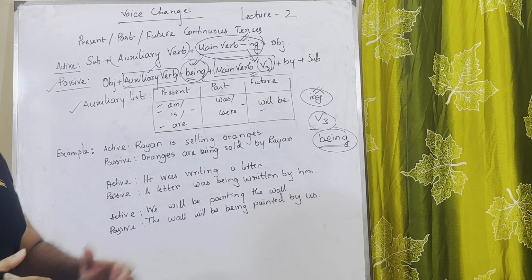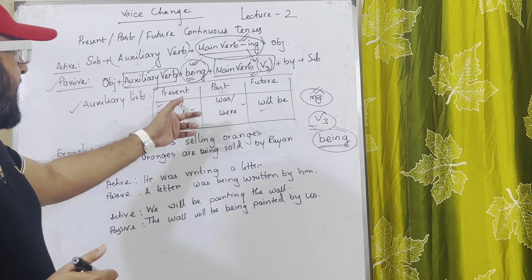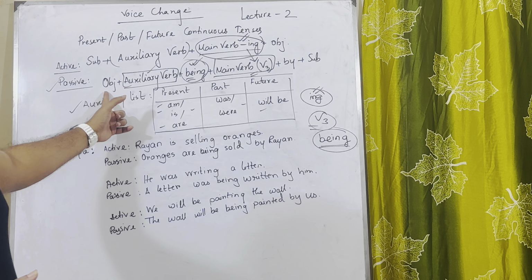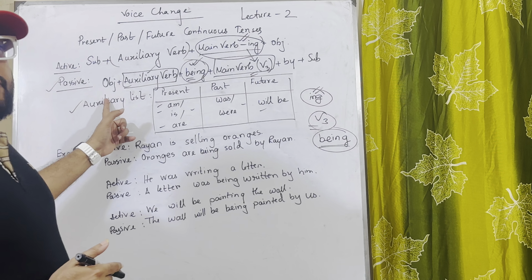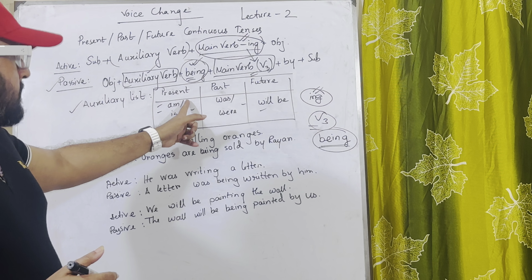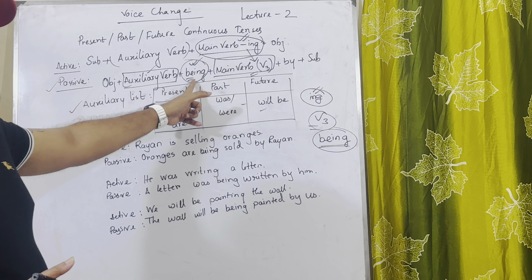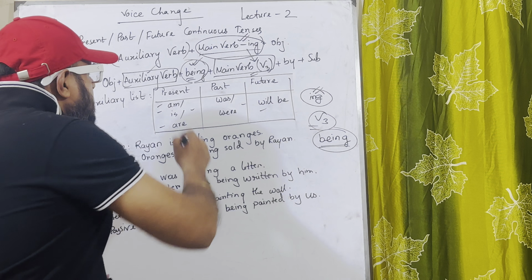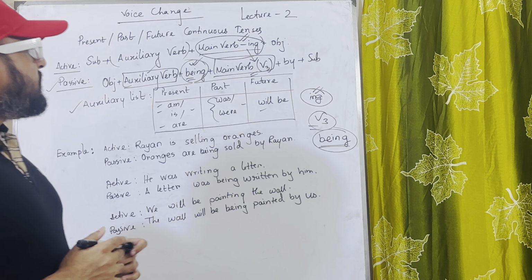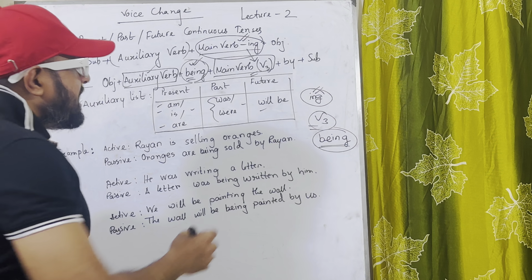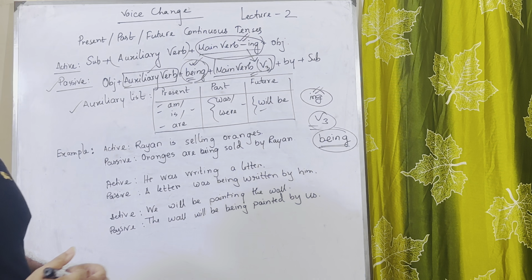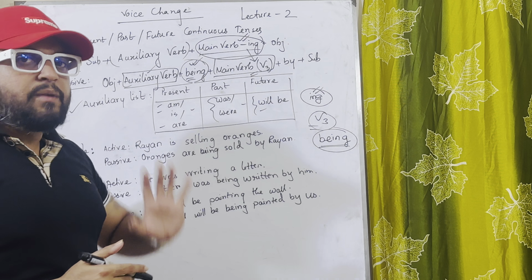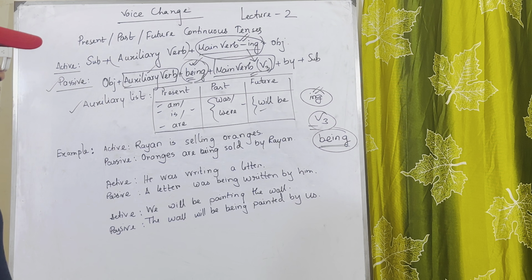If you are dealing with the present continuous tense, use am, is, are based on the subject verb agreement of the object, am, is or are, and after that being, and finally the verb in V3 form. In case of past, you will replace the auxiliary verb with was or were. In place of future, you will replace the auxiliary verb position with will be. So that is the simple trick.